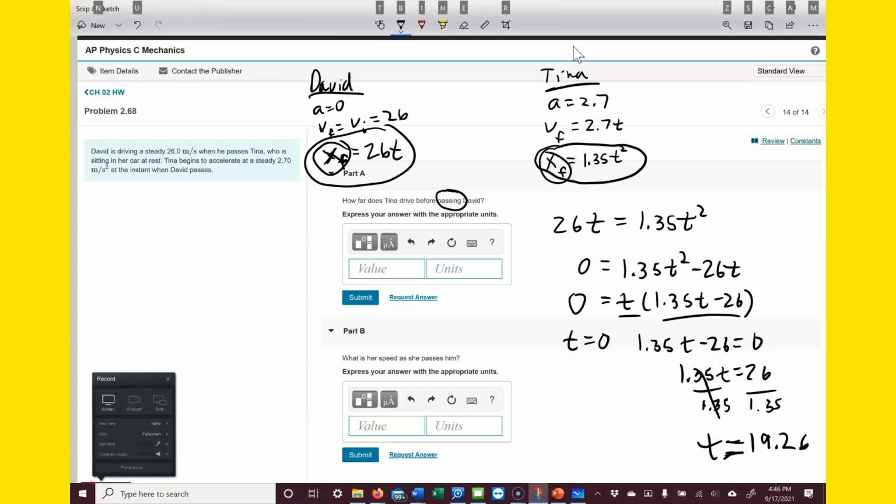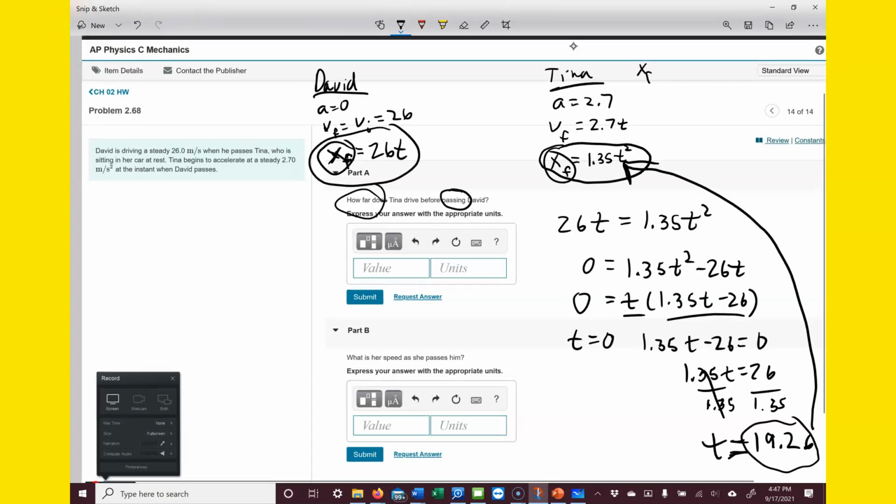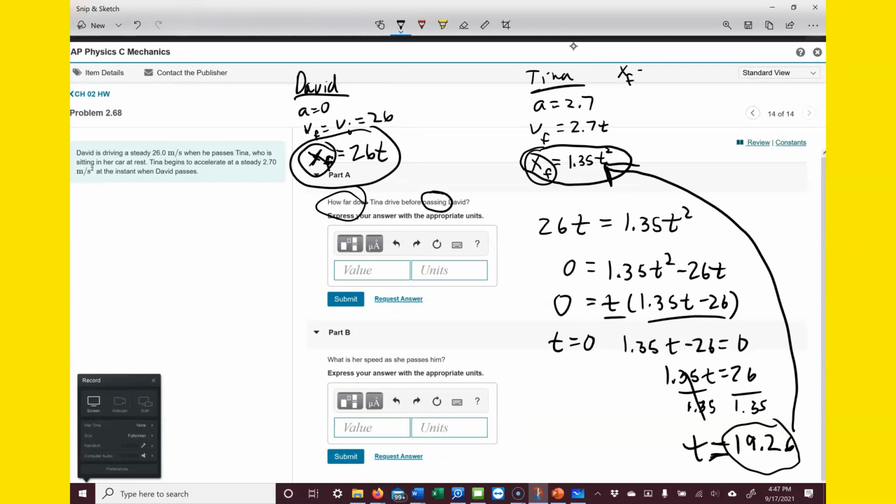19.26 seconds. All right, that doesn't tell me the answer I want. I want how far. But now it's easy to find that answer because I just plug the 19.26 in for t in Tina's position equation. I can figure out how far she went. So her xf will be 1.35 times 19.26 squared.